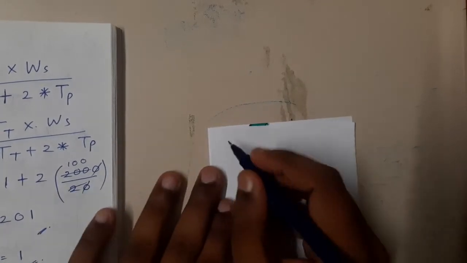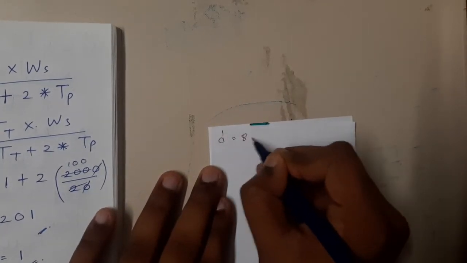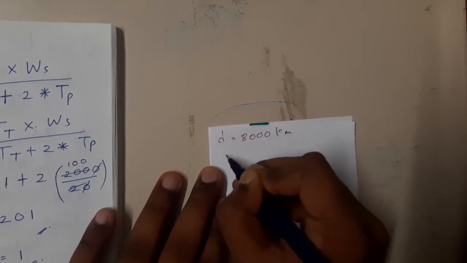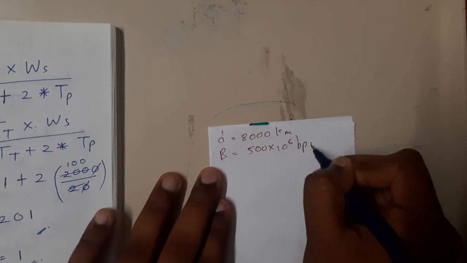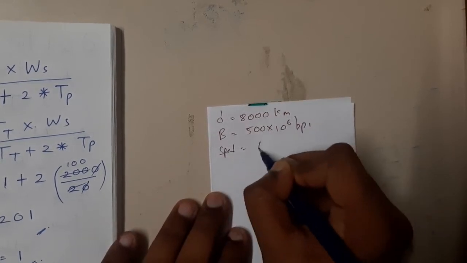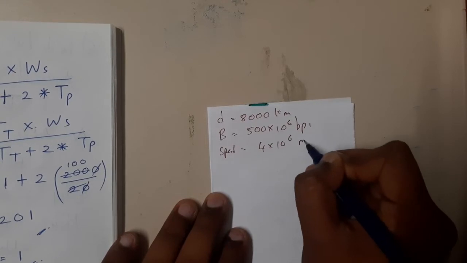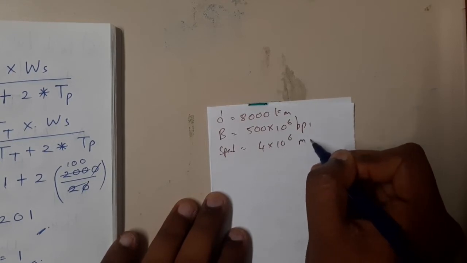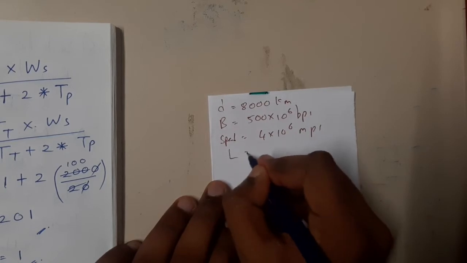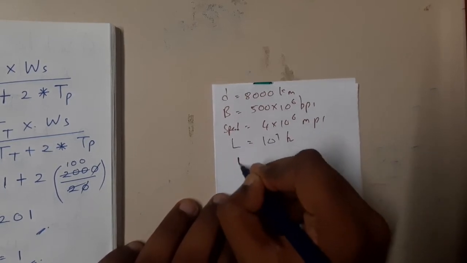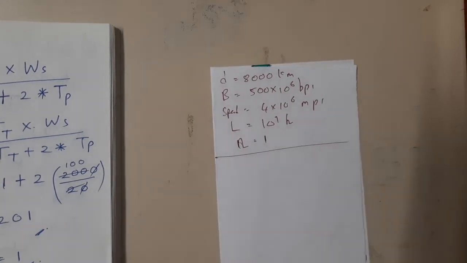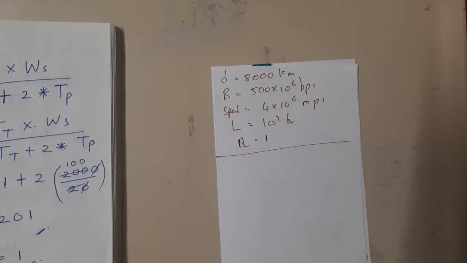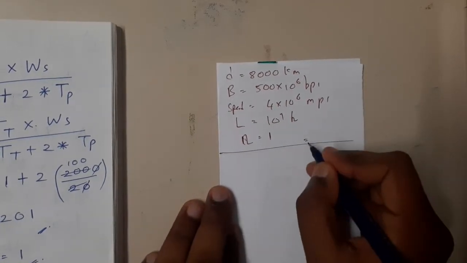So they gave the distance as 8,000 kilometers. Similarly they gave the bandwidth as 500 into 10 power 6 bits per second. They gave the speed as 4 into 10 power 6 meters per second. They gave the length as 10 power 7 bits, and they clearly give that the efficiency is 1. Now they are asking how many bits are needed, and what is the window size of the sender, the window size of the receiver, and the total window size. So now let us start calculating.